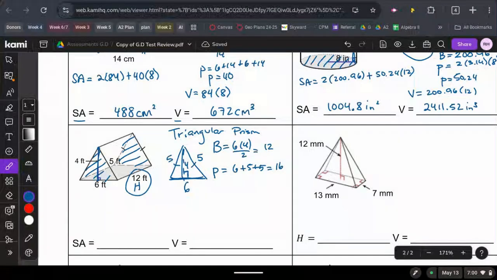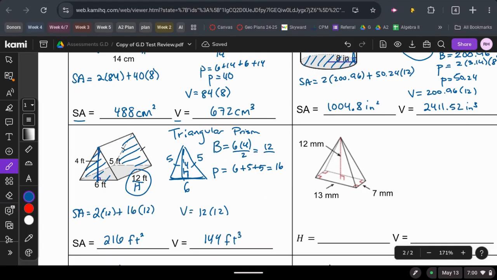So I've got enough information to find the surface area. I've got two bases, so the surface area is 2 times the area of the base, which is 12, plus the perimeter of the base, which was 16, times the height, again 12. It's not always the case that these match, so you do have to be cautious of that. When we type this in, we get 216, and my units are feet squared. The volume is the area of the base times the height, so 12 times 12, which is 144, and that is feet cubed.